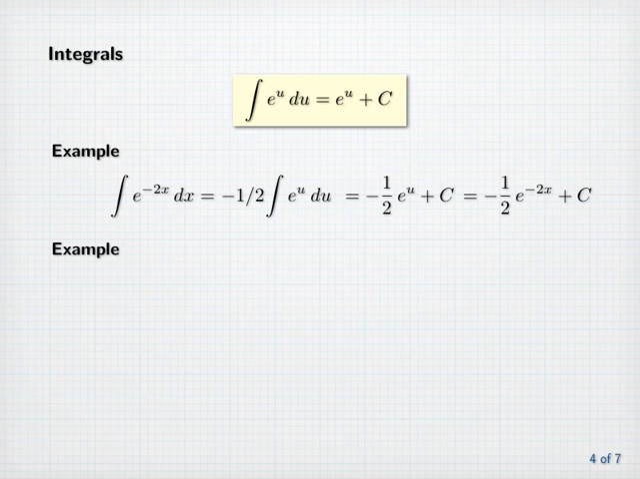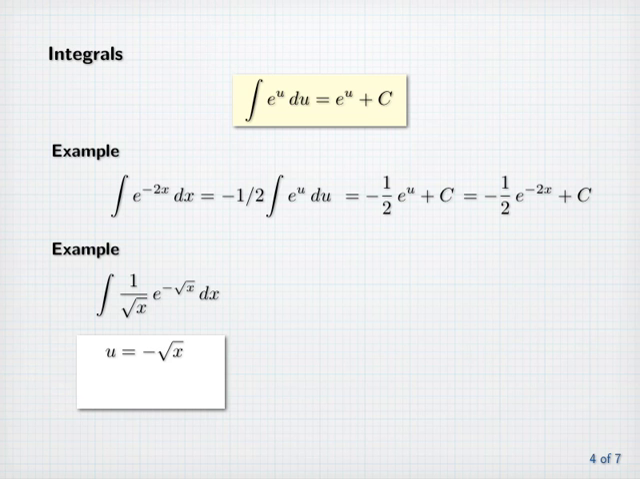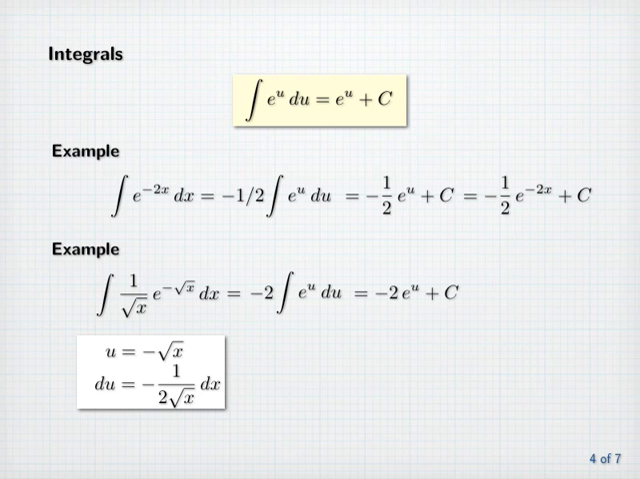Another example. The indefinite integral of 1 over the square root of x times e to the minus square root of x dx. Here we'll substitute for the exponent minus square root of x. We compute du, obtaining minus 1 over 2 times the square root of x times dx. So we have the integral of e to the u, and 1 over the square root of x times dx is equal to minus 2 du. So we have minus 2 times e to the u plus c, and now replacing u with minus the square root of x gives us minus 2 e to the minus square root of x plus c.